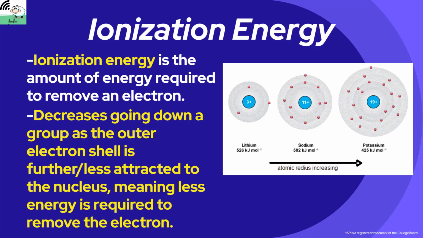Again, when we go back and think about Coulomb's law, distance is one of the two big factors that plays a role in the attraction of the outermost electrons to the nucleus. If they are, on average, further away from the nucleus, they're going to be much easier to remove because they're less attracted to the nucleus in and of itself, thus resulting in a lower ionization energy. It doesn't require nearly as much energy to remove an electron from potassium as from sodium or lithium because the electrons are further away from the nucleus.